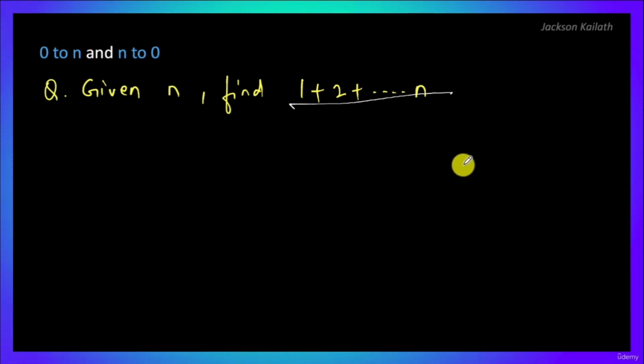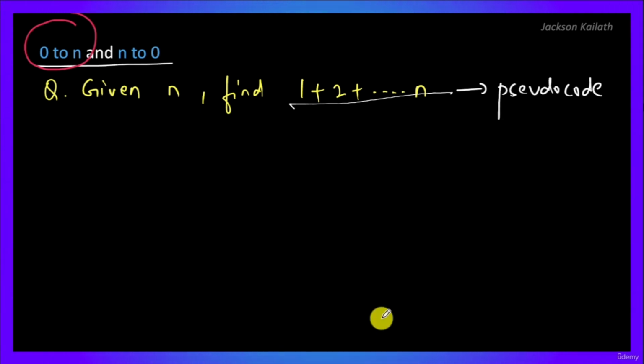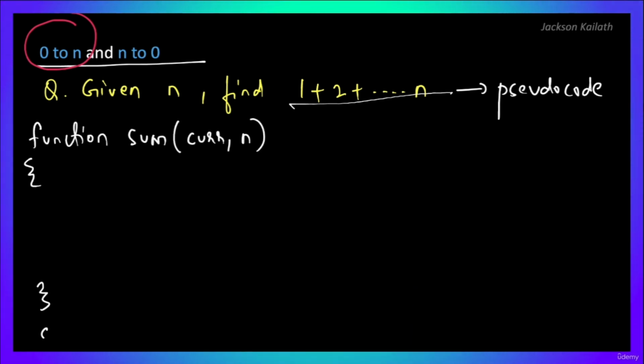We are going to do it recursively and we will do it from 0 to n as well as n to 0. First, let's write the recursive solution where we are going from 0 to n. Let's write the pseudocode for this, okay? So let's get started.